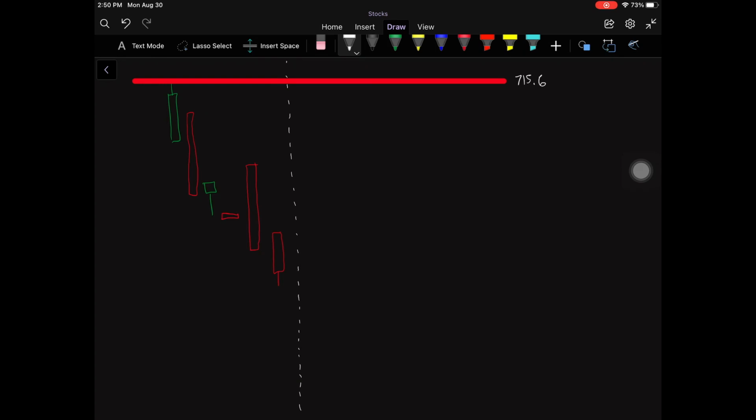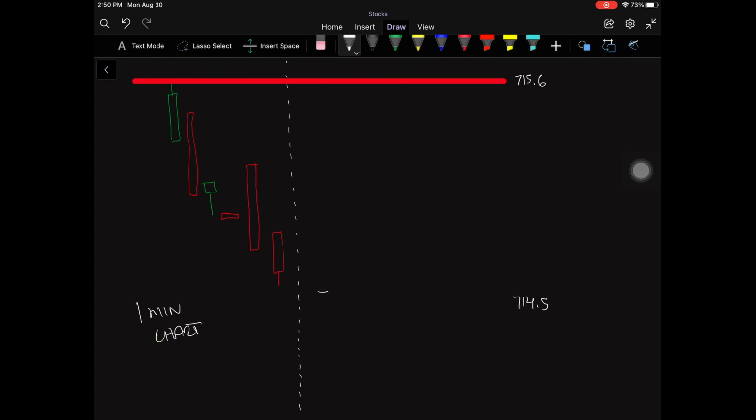So this is about what Tesla looked like pre-market on the 1 minute chart. That's key. The 1 minute chart is what we're looking at. So the main level that we're watching is 715.6. That's the pre-market high. And at the bell, Tesla opened up at 714.5. So right here, this is the starting point of Tesla. It'll open up right there.